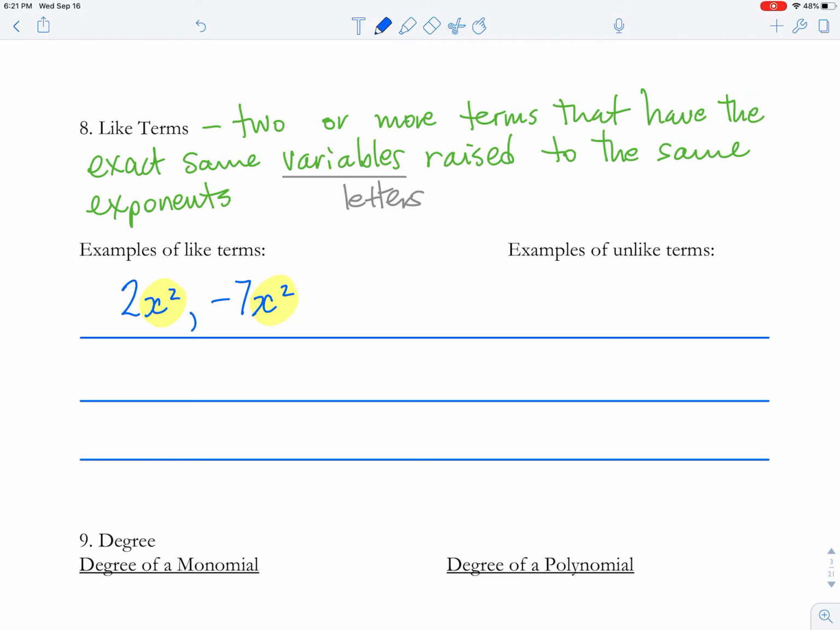So an example of unlike terms would be 2x squared. And then we could go and say minus 7x. So it doesn't have the same exponent. Or it could be minus 7x squared y. So that's not a like term. It needs to have the exact same letters to the exact same exponents.